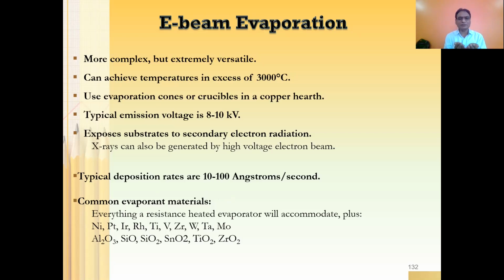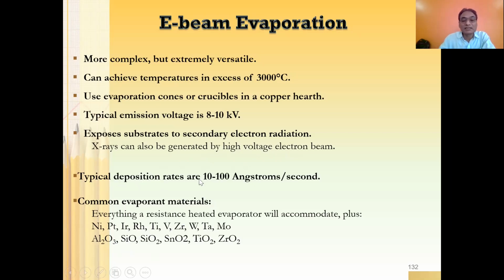Crucible means a place which is going to be fired up, and we keep our evaporant material, the source material, there. Typically the emission voltage is 8 to 10 kilovolt, whereas in case of thermal we require 1 to 2. Here we need 8 to 10 kilovolt, so a very huge power supply is needed. It exposes substrates to secondary electron radiation as well. X-rays can also be generated by a high voltage electron beam. If you have a very high voltage electron beam, then X-rays can also be generated.